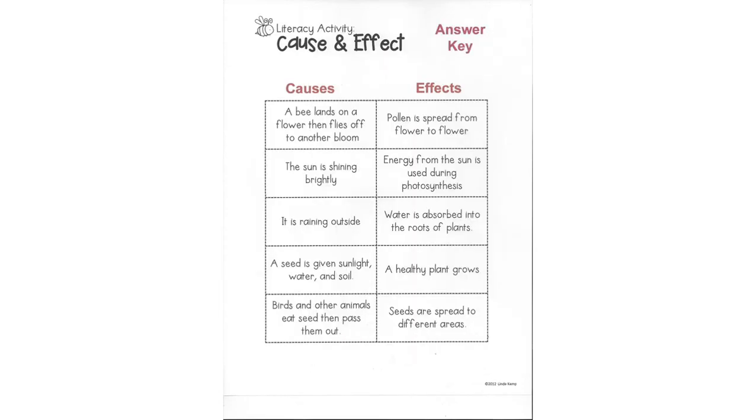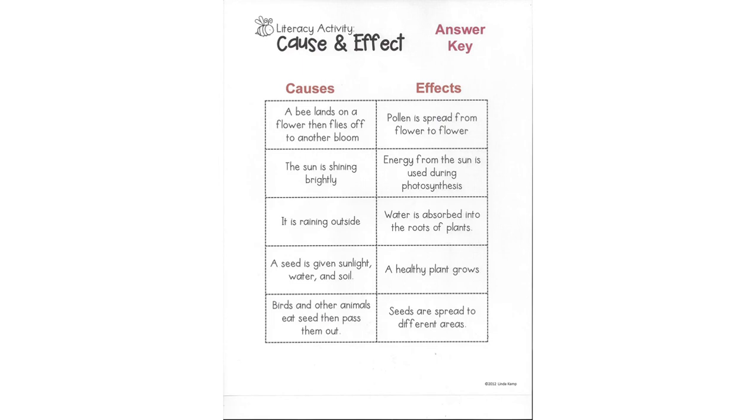And then on the cause and effect, on the cause side, yours might be in a different order, but the causes and effects should all match with each other. So you should have the cause, a bee lands on a flower, then flies off to another bloom, and the effect is pollen is spread from flower to flower. The cause, the sun is shining brightly. The effect is energy from the sun is used during photosynthesis. For the cause, it is raining outside. The effect is water is absorbed into the roots of plants.